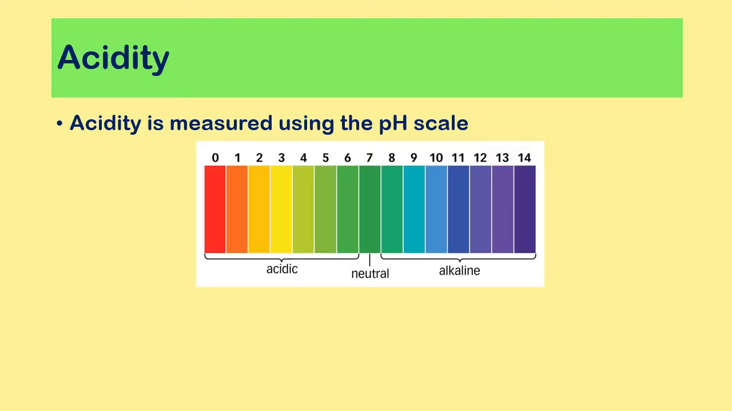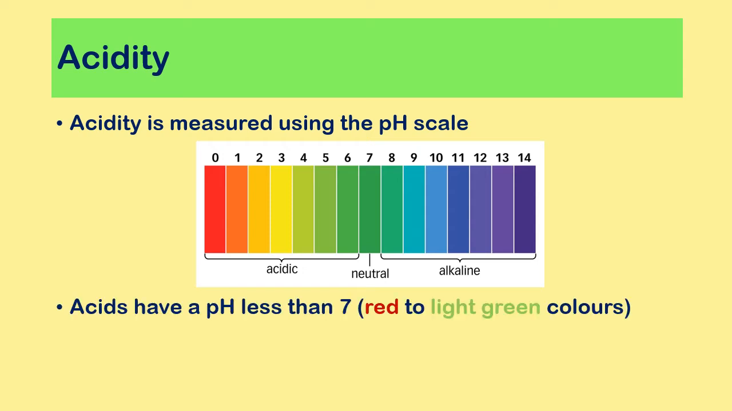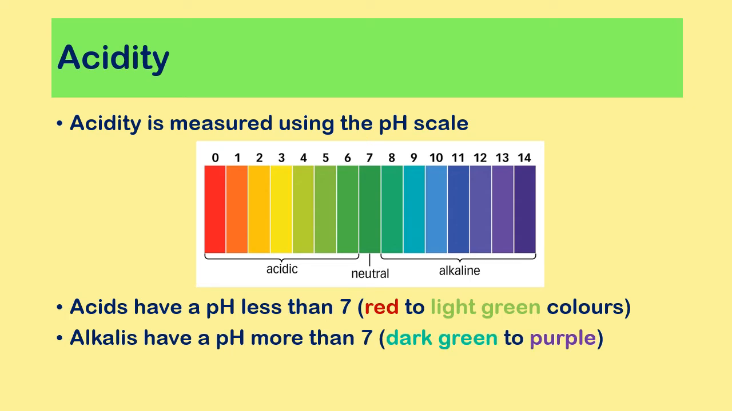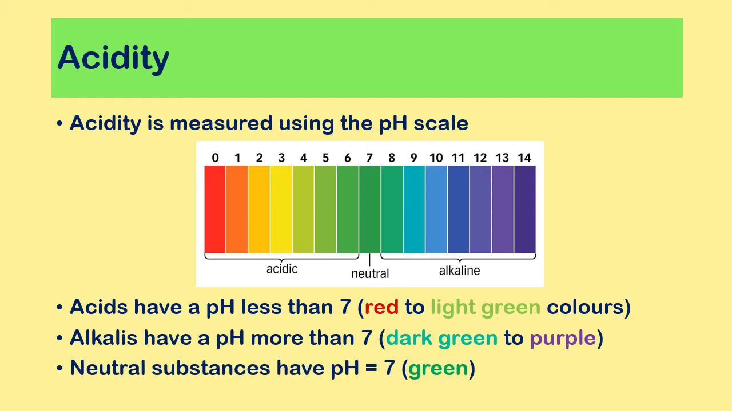So acidity. Acidity is measured on something called the pH scale. Acids have a pH less than 7, and if we're using a coloured pH scale, that represents colours going from red, orange, yellow to light green. Alkalis have a pH of more than 7. And that goes from a dark green colour all the way through to purple. So if it's dark green, blue or purple, it is an alkali. And finally, neutral substances have a pH of 7.